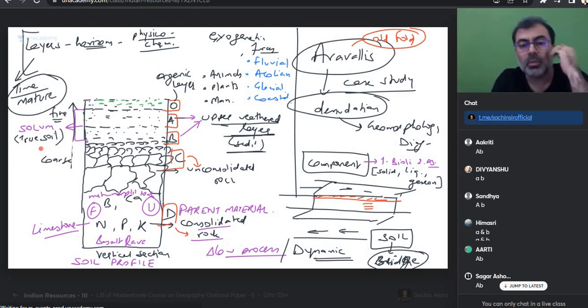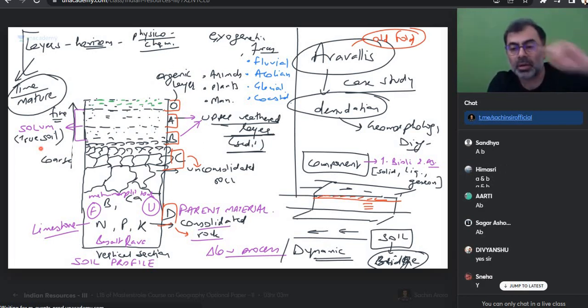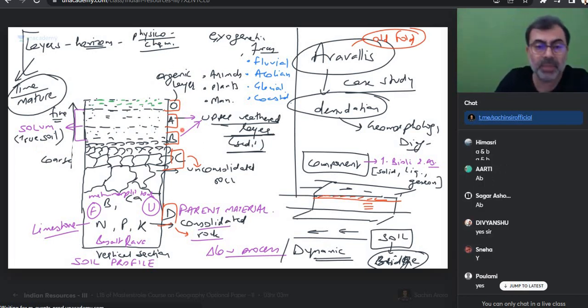Did you understand what is soil profile? Vertical section. Organic layer is what? Dead material. Can I say it is made up of what? Litter. What is litter, sir? I don't know litter. I heard letter only. नया वाला आ गया. Dead, decaying plant and animal.